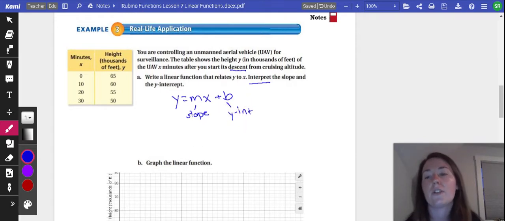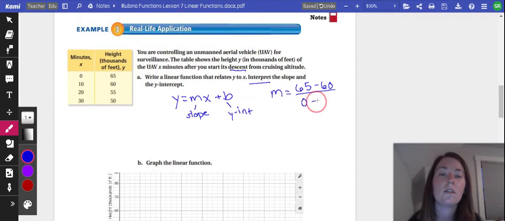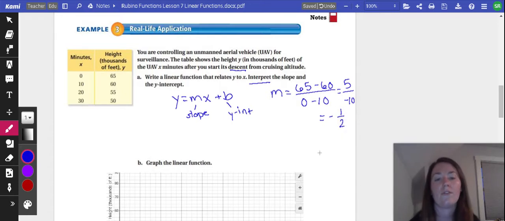All right, let's find our slope first. It would be change in y over change in x. So I'm going to use my slope formula again. I'm going to take two values from this table, 65 minus 60 over 0 minus 10, which is going to give me 5 over negative 10, which when I simplify is negative 1/2. I have found my slope.